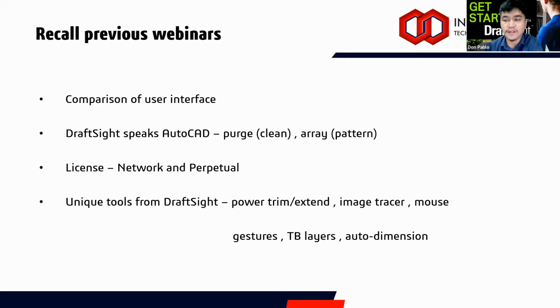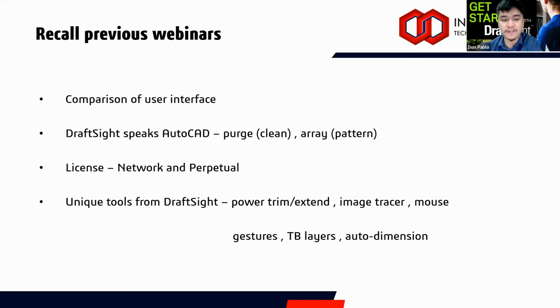First off, we have the comparison of user interface of DraftSight and AutoCAD. Sa ating past webinars, wala silang masyadong pinagkaiba. They're both common, they're similar. Next is DraftSight speaks AutoCAD. So all the commands on AutoCAD you can also use with DraftSight. You can just key in the command name and automatically DraftSight will pop up the command in its system. So basically they function the same, no?